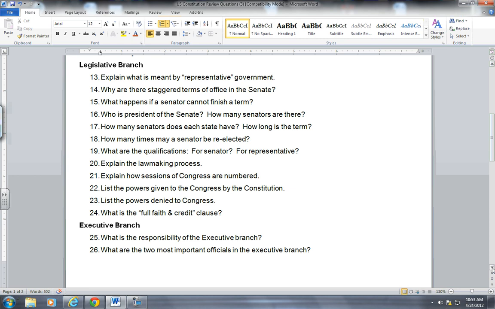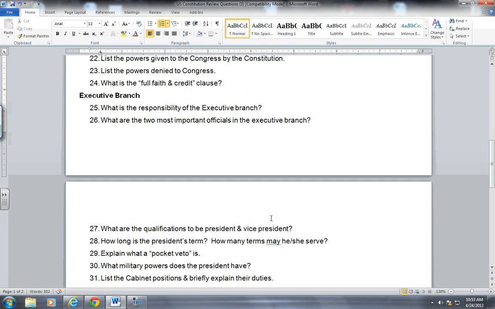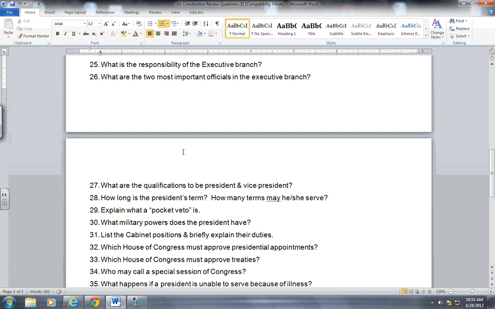25, to enforce and administer the laws passed by the legislative branch. What is the responsibility of the executive branch? To enforce the laws. 26, what are the two most important officials in the executive branch? That would be the president and vice president.